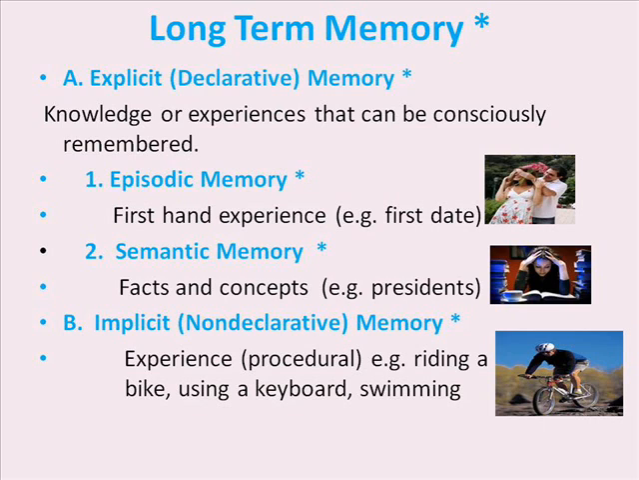Implicit memory is the opposite of explicit memory. Implicit or non-declarative memory includes experiences that are procedural in nature, things that you remember how to do but probably can't describe exactly. For example, most of you know how to ride a bicycle, but have a great deal of difficulty describing exactly what your muscles have to do in order to accomplish that.